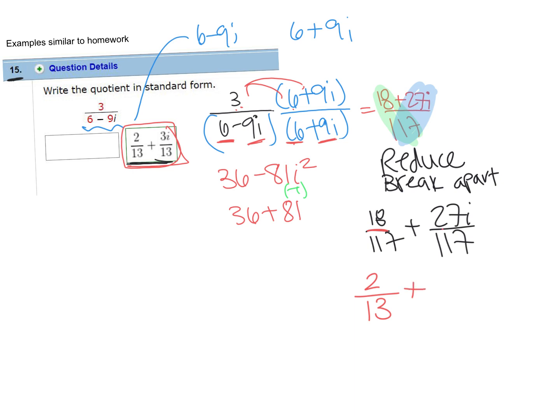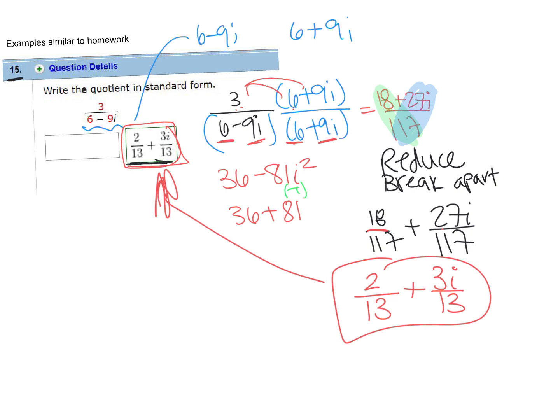27 and 117 are also both divisible by 9. So I end up with 3i over 13. So you can see that's how we get that answer.